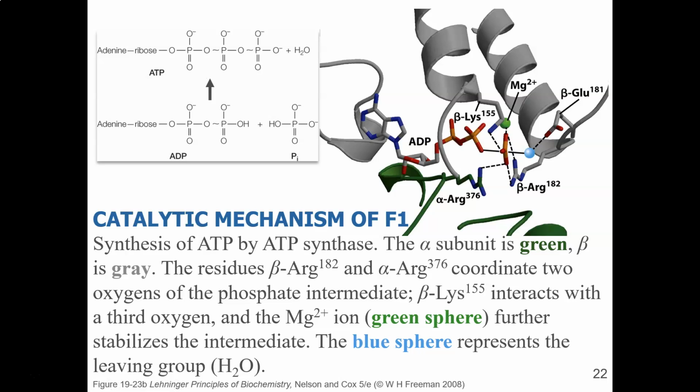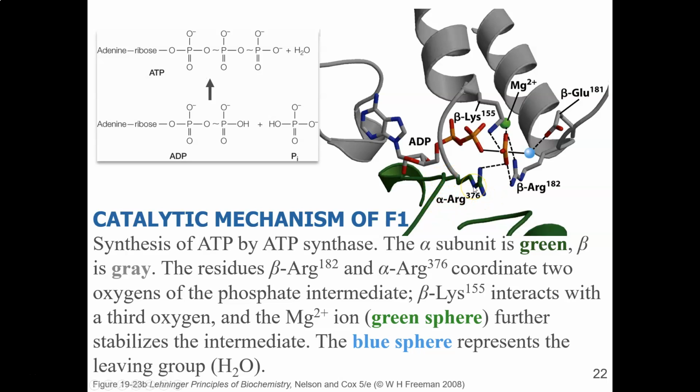So this slide right here shows a bit of the mechanism. Again, if we look at this figure right here, ADP and phosphate will be coupled to form ATP, and water is also a product because it's a condensation reaction. If we look over here on the right, the beta subunits are shown in gray. The alpha subunits are shown in green. There is a little bit of participation of the alpha subunit.